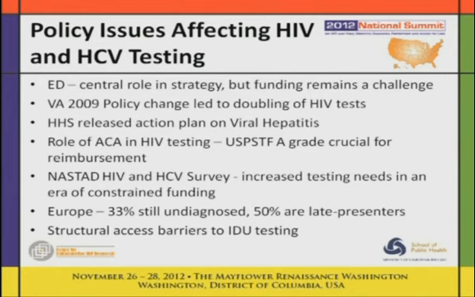We heard the news that following on the National HIV/AIDS Strategy, HHS has recently released a comprehensive action plan on viral hepatitis, so we should be seeing more implementation through that. A very interesting talk on the impact of the U.S. Preventive Services Task Force grading of HIV testing as a grade A recommendation, and the hoped for impact of that within the environment of the Affordable Care Act.